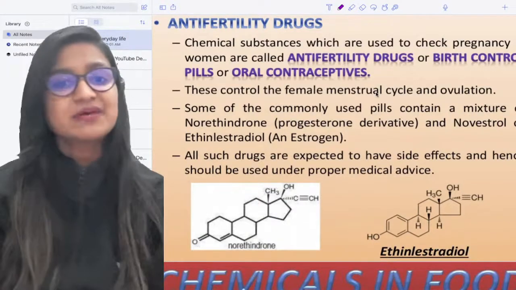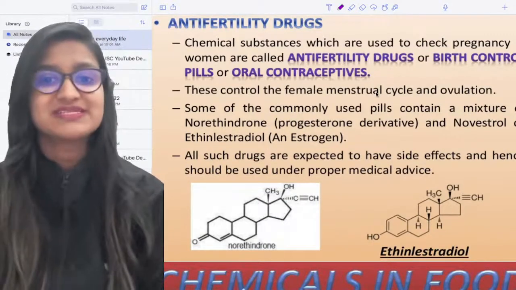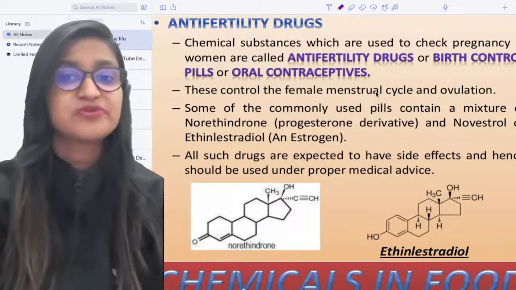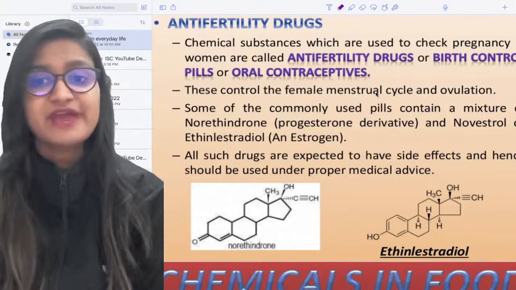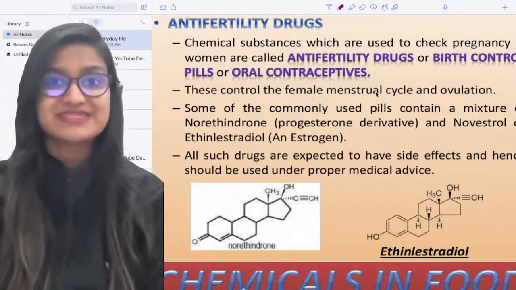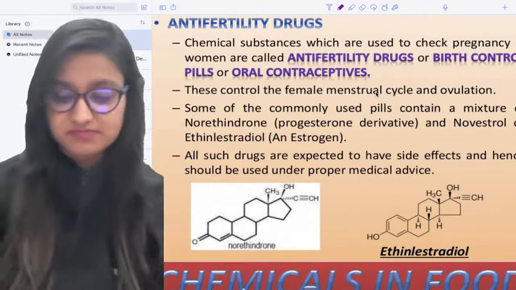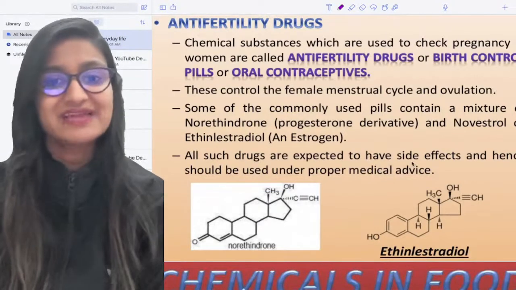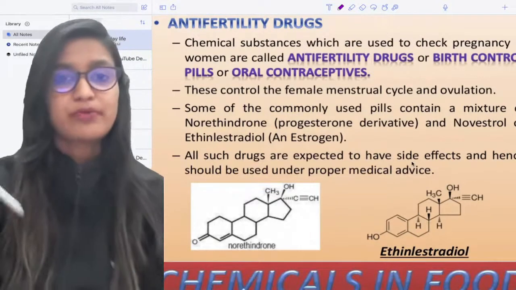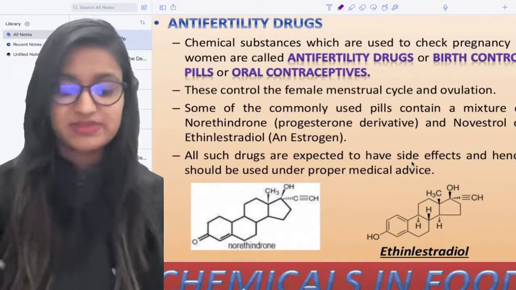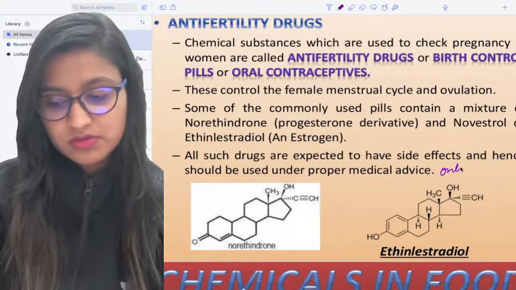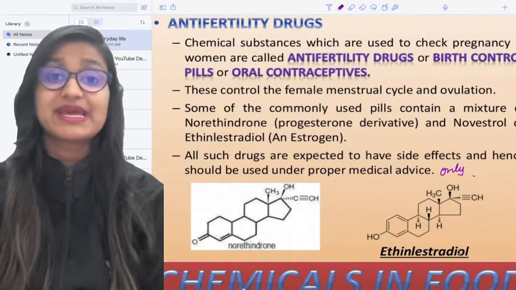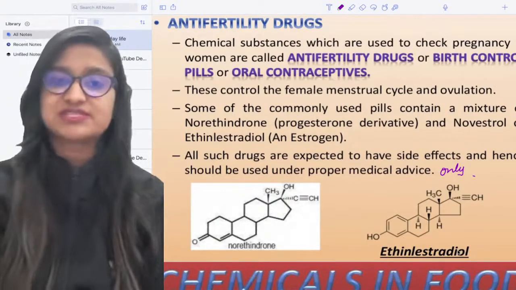ठीक है? And some of the commonly used pills contain a mixture of norethindrone, which is a progesterone derivative, and ethinylestradiol. ठीक है? That is estrogen. Okay? So all such drugs are expected to have side effects and hence should be used under proper medical advice only. ठीक है? So you need to consult a doctor before using any kind of anti-fertility drugs.